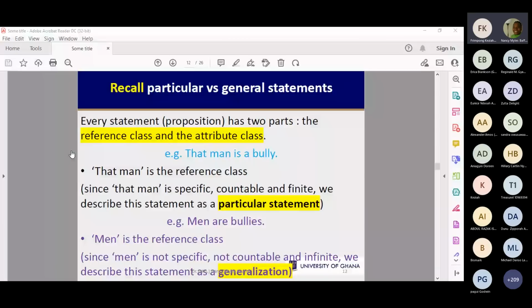Particular versus general statements. Every statement or proposition has two parts: the reference class and the attribute class. Example: that man is a bully. That man is the reference class. Since that man is specific, countable, and finite, we describe this statement as a particular statement.